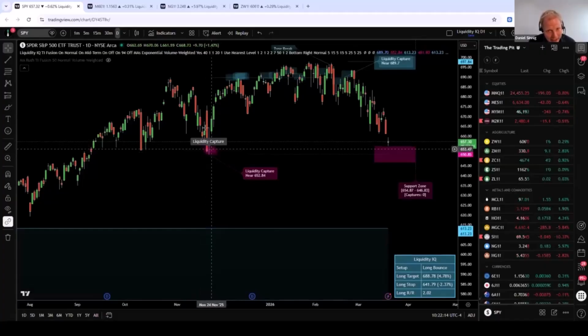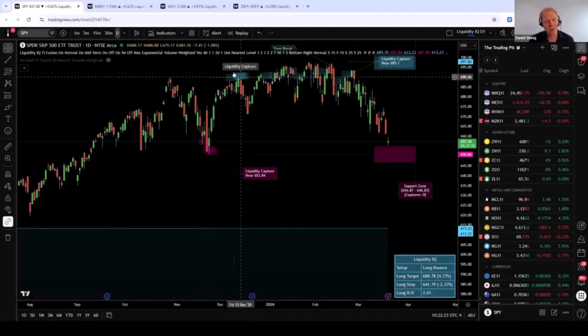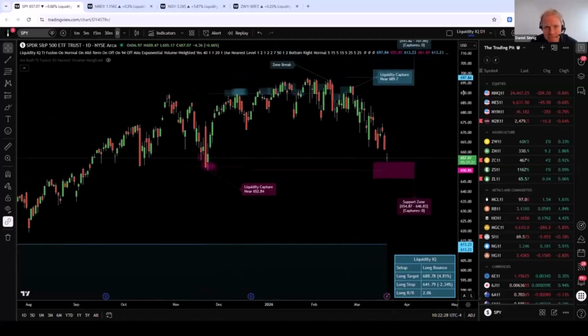You can see it happened down here. It also happened up here. Price came up to resistance. Look here, liquidity capture event, and price came down again because we hit resistance with abnormally high volume. Price was driven down again. All right, so this is the SPY.